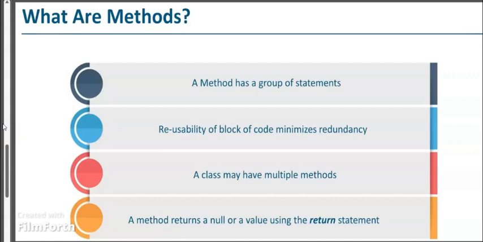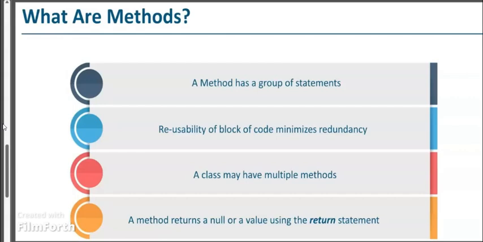A method returns a null value or a value using the return statement. So it may or may not return a value. A method may or may not return the value.